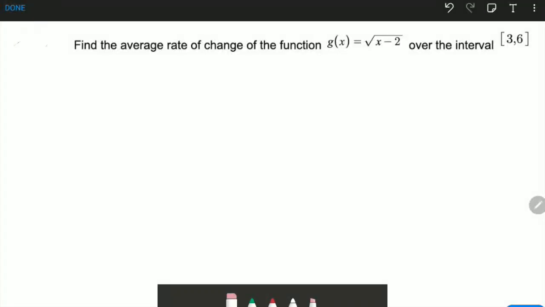In this video, we're going to be finding the average rate of change of the function g of x equal to the square root of the difference of x and 2 over the interval 3 to 6. So we're going to be using the function notation version of the average rate of change formula, which is f of b minus f of a over b minus a. But one important change is that since our function is called g of x, we're just going to have g of x's here. Since our function has a different name, we're just going to change the formula to match our function's name.